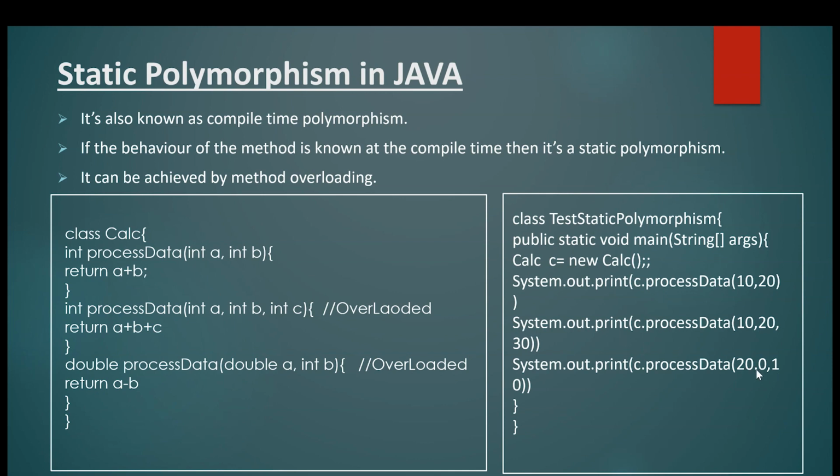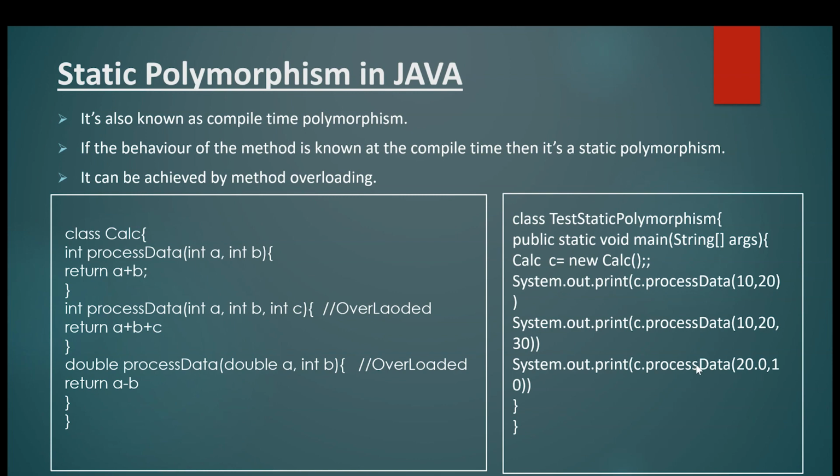20.0 represents double. Why does it represent double? Because there are basically two floating point types in Java: one is float and the other is double. To write a floating point value as a float, you have to suffix that value with f. Since this is not suffixed with f, it is a double, right? 20.0 is a double here, and 10 is the int value.